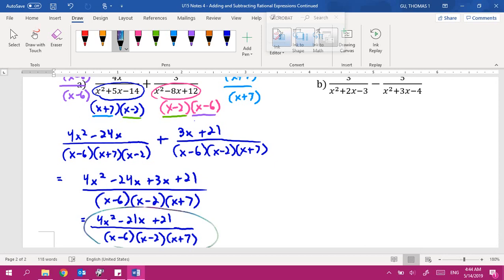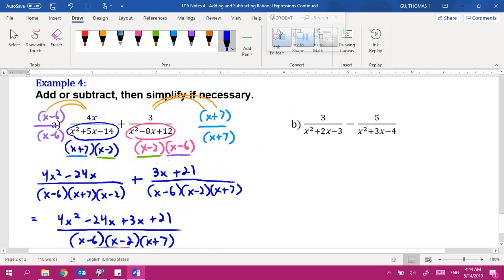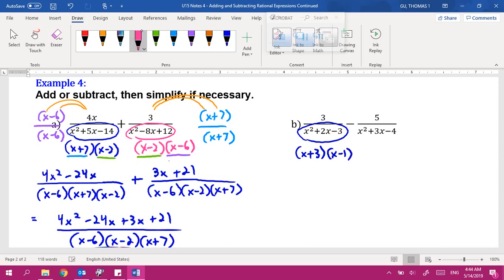And so now, let's check the very last one, b, right here. We have to factor the denominators. The denominator on the left, x squared plus 2x minus 3, is going to become x plus 3 times x minus 1. And the denominator on the right is going to become x plus 4 times x minus 1.